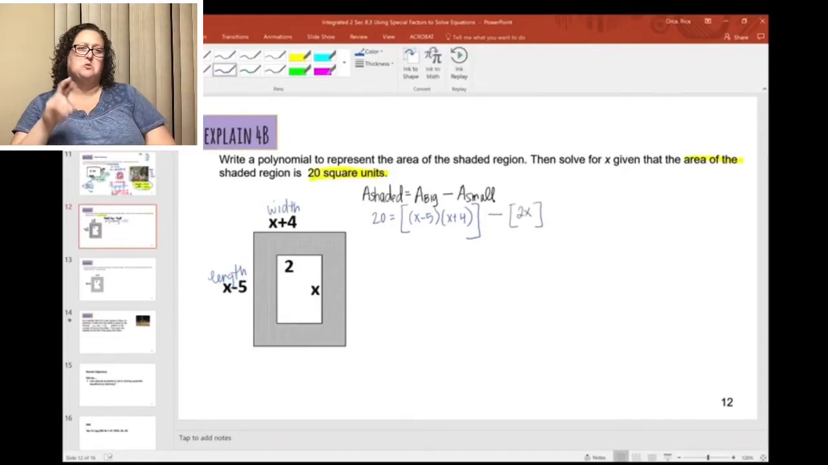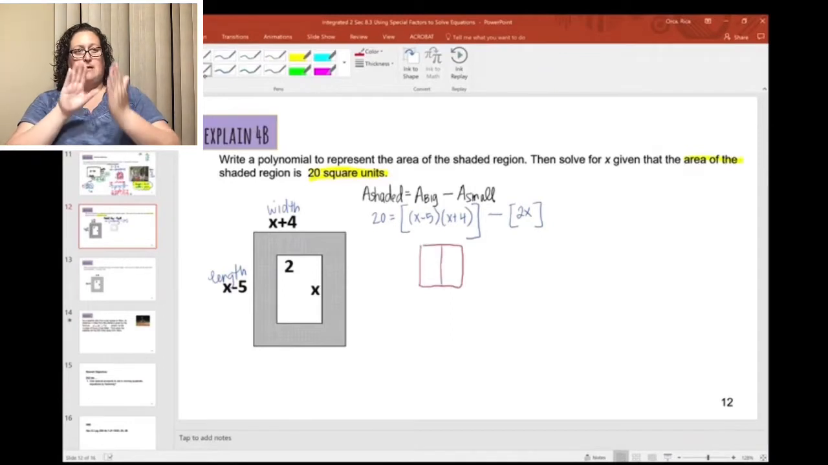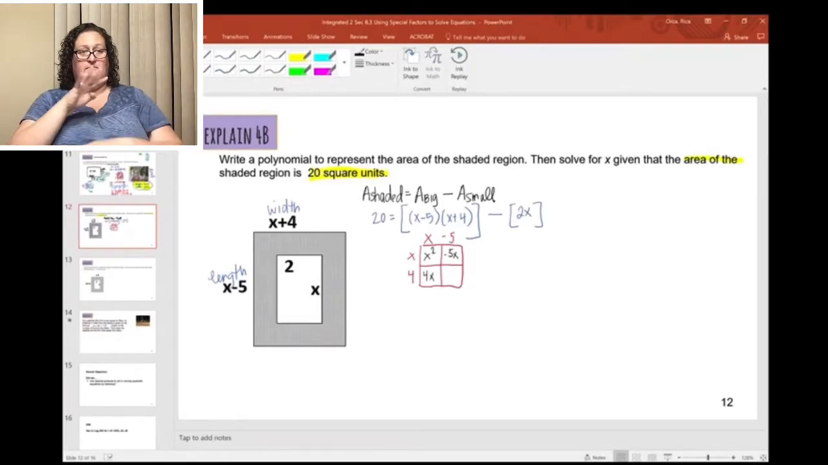Now let's simplify. I need to multiply this binomial to the binomial, so let's use the box method. We have x and negative 5, x and 4. Let's fill in the box. X times x is x squared, x times negative 5 is negative 5x, 4 times x is 4x, 4 times negative 5 is negative 20.